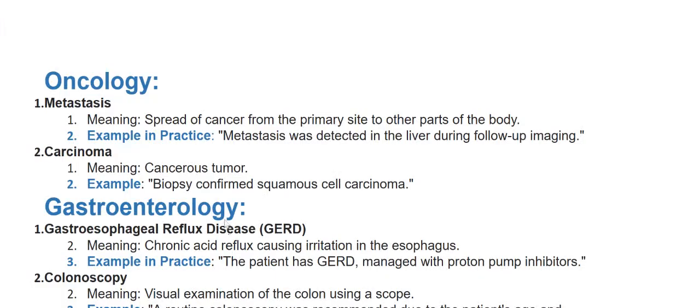Gastroenterology, the GIT, gastrointestinal tract specialty. Gastroesophageal reflux disease, GERD, meaning chronic acid reflux causing irritation of the esophagus. Example: in practice, the patient has GERD managed with proton pump inhibitors.